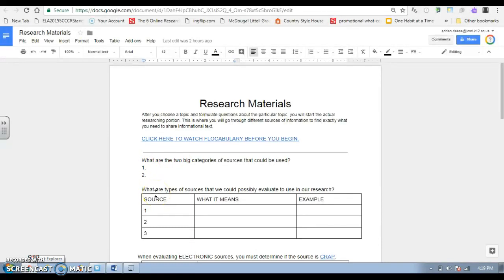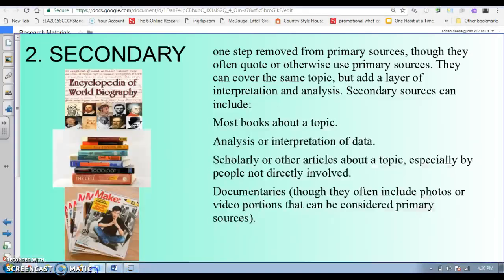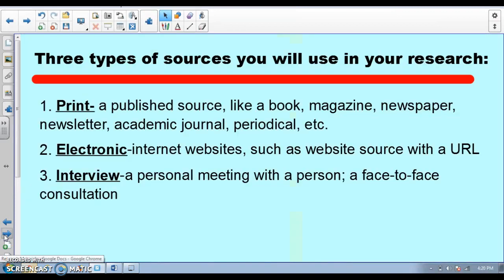Now we're going to talk about 3 different types of sources that you are going to use in your research. So here's going to be what it is, here's going to be what it means, and then here's going to be the example. So this is what we're talking about with these. You have print, electronic, and interview.